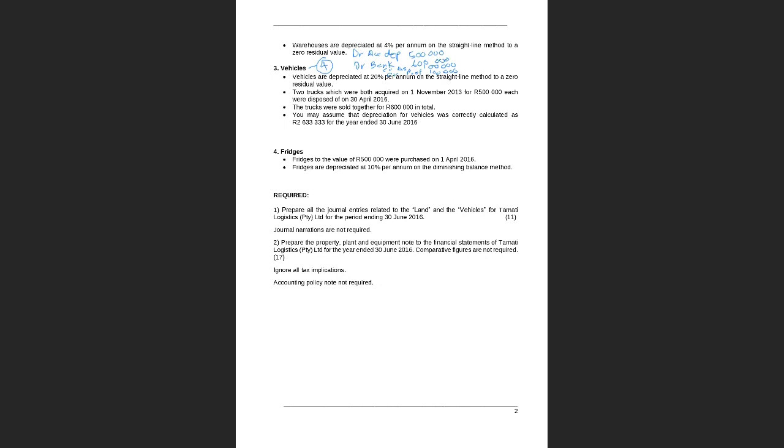Okay. So this cost of asset is 1 million. So we're debiting accumulated depreciation, 500,000, debiting bank with the proceeds, 600,000. We credit the asset or the motor vehicles or the trucks, 1 million, and we credit profit on disposal, 100,000. Okay. If there was a loss on disposal, then you need to debit your loss on disposal.